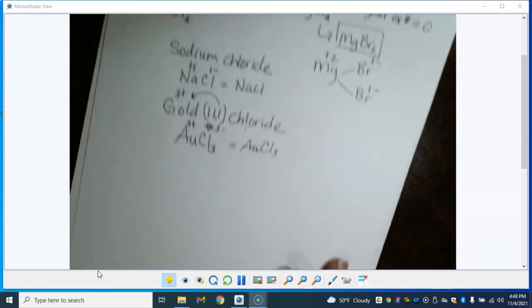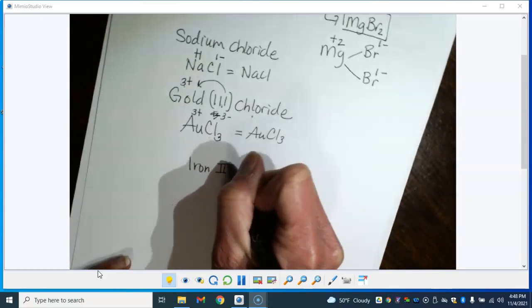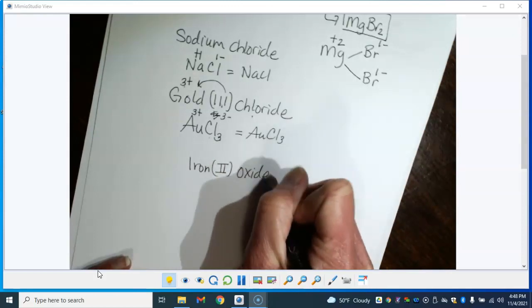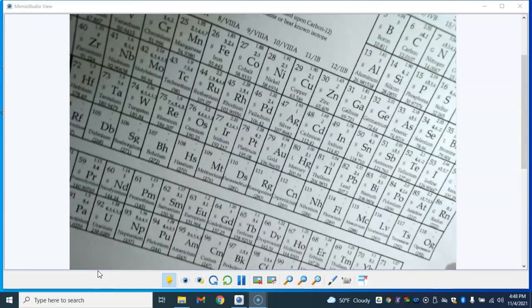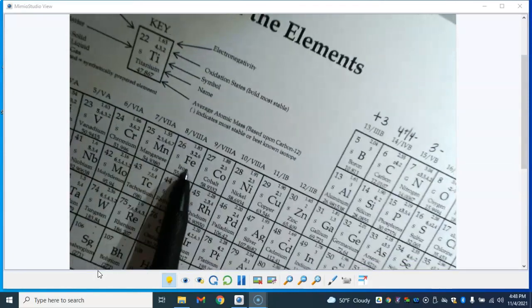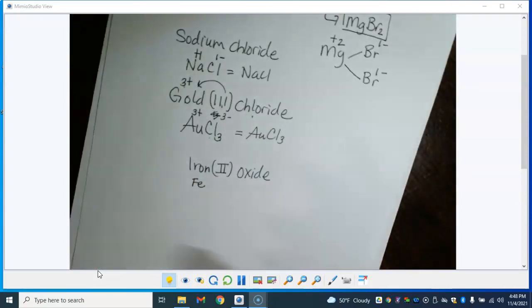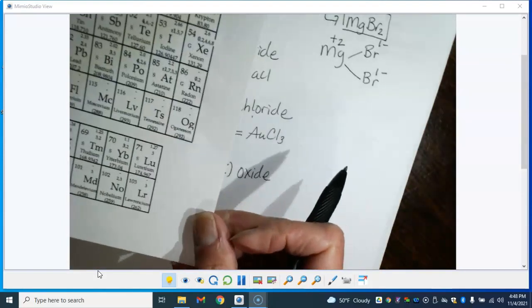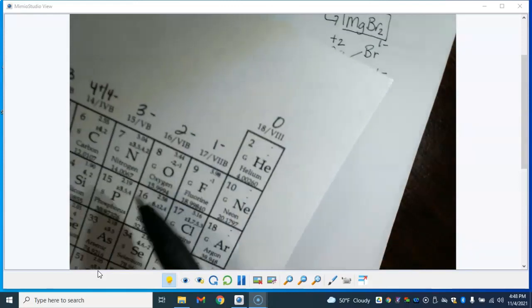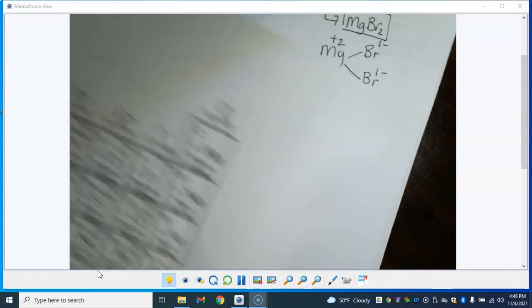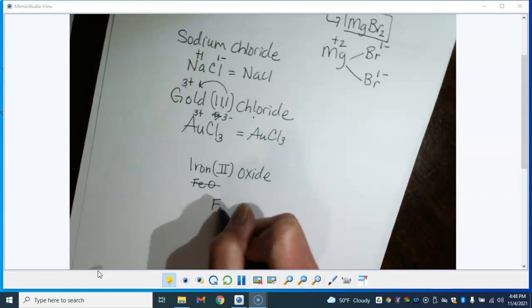Let's try another one. Let's try iron(II) oxide. Okay, so I'm going to look at my periodic table and find the symbol for iron, and the symbol for iron is Fe. I'm going to look for the symbol for the element oxide. Okay, oxide is actually oxygen, so I'm going to put an O right next to it.